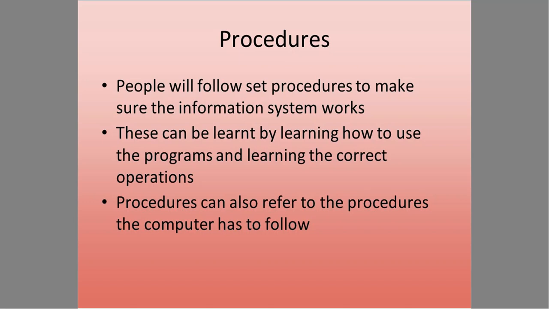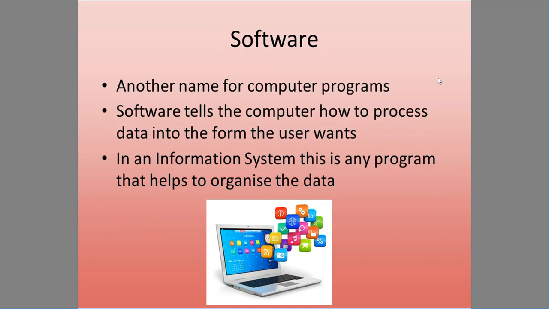We'll start by revealing what software is, and then we'll see if we can make a judgment based on what software is about what hardware is. Now, these are both very important parts in any computer system, not just an information system, but any computer system as a whole. Any computer system needs software and hardware in order to run. Essentially, software is another word for computer programs. So if we're talking about software, we're talking about the programs that are on the computer itself.